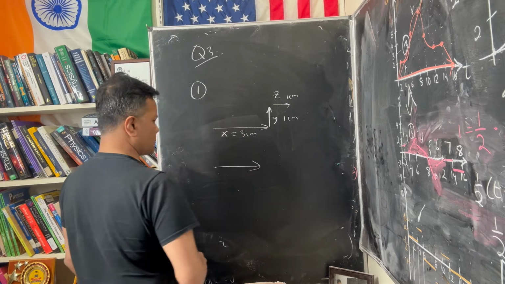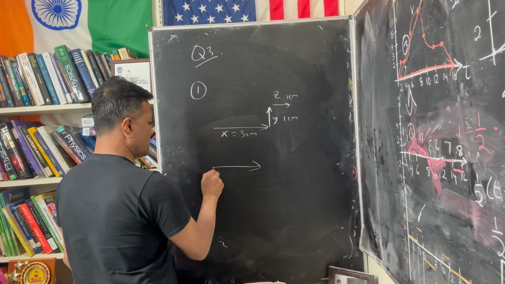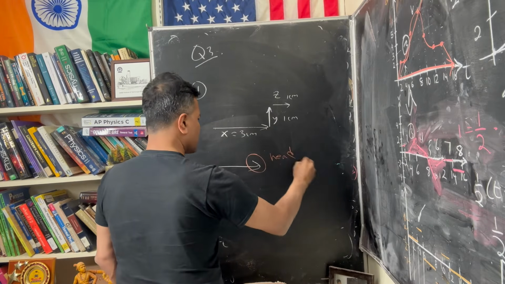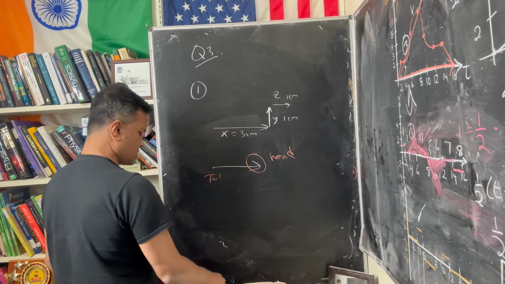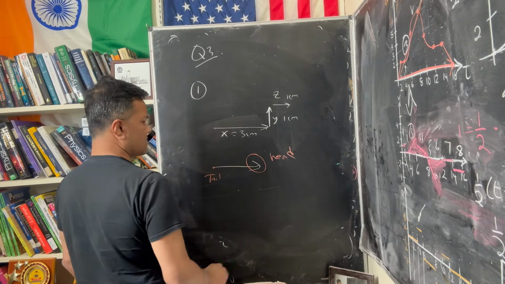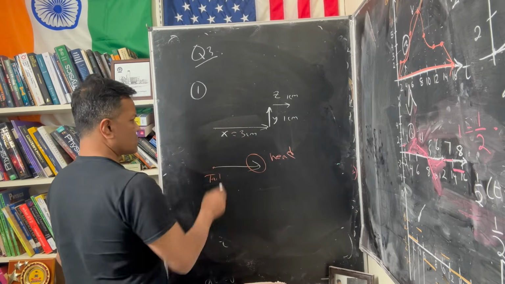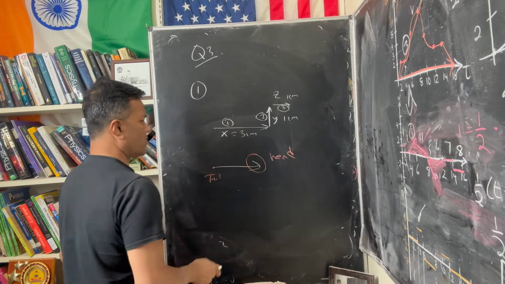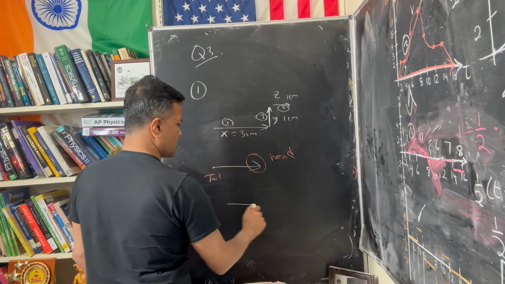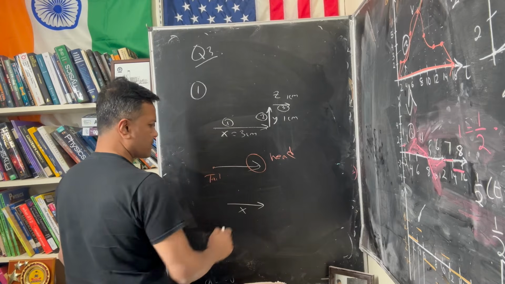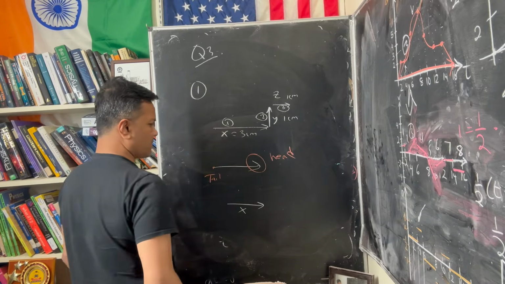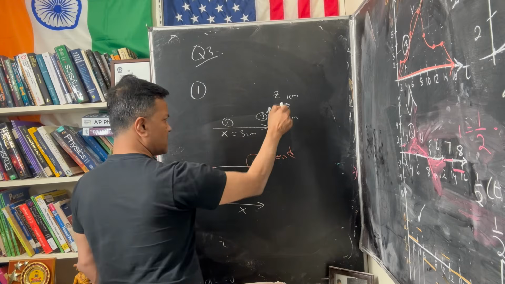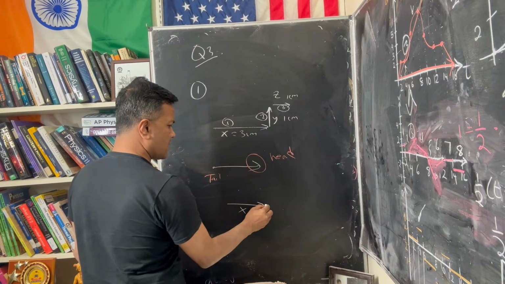If this is a vector, this is called the tail, and this is called the head. So you're going to use the head and tail method. The head and tail method tells us that you can add vectors. This is vector 1, this is vector 2, this is vector 3. We're going to put vector 1, x, and then vector 3. The tail of vector 3 is going to come to the head of vector 1.